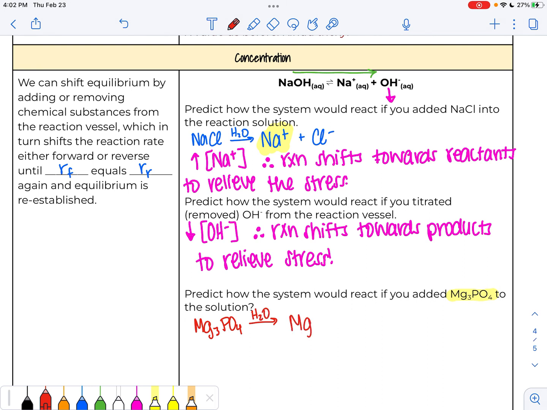Mg3PO4. I'm going to take this and it's going to dissolve, so it's going to break up into its ions in water. All right, yeah, I got that. Mg2+, PO4 3-. Okay, sounds good.